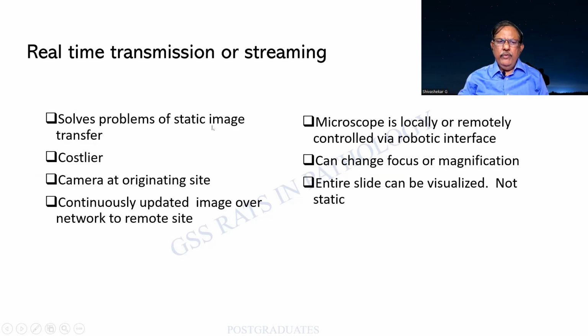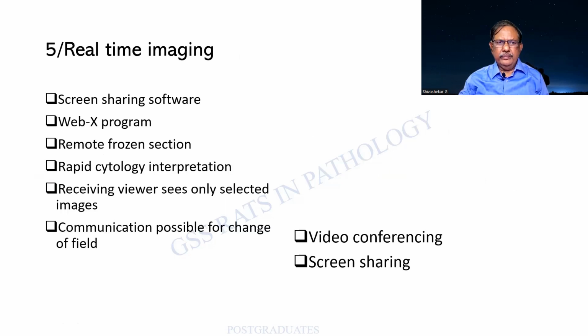It solves the problem of static image transfer. Costlier. There has to be a camera at the originating site. So if I do take the pictures, it should be from my site only. And also you find that the microscope is locally or remotely controlled by a robotic interface. There can be a change in the focus or the magnification. The entire slide can be visualized, but this does not happen in a static imaging. So these are the various components that are required for it.